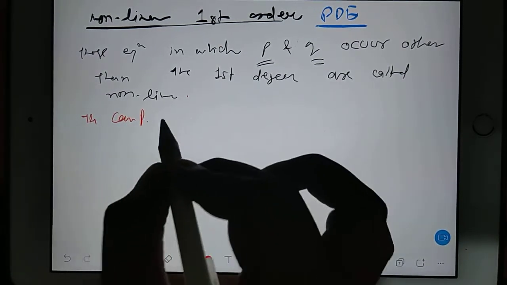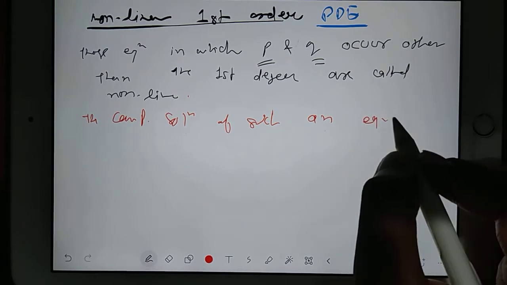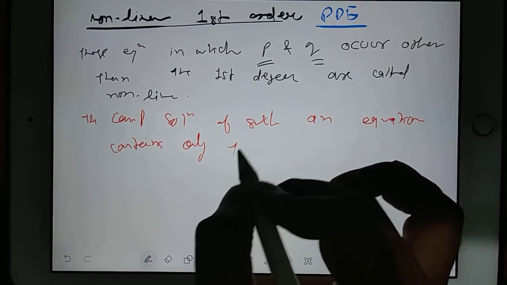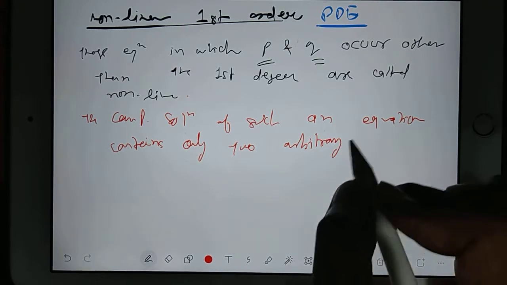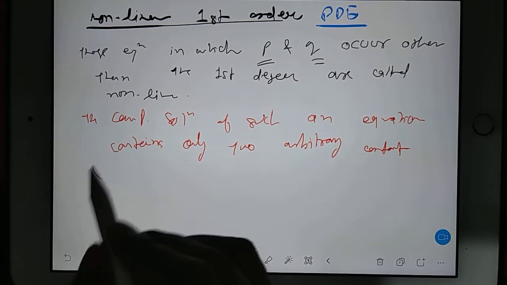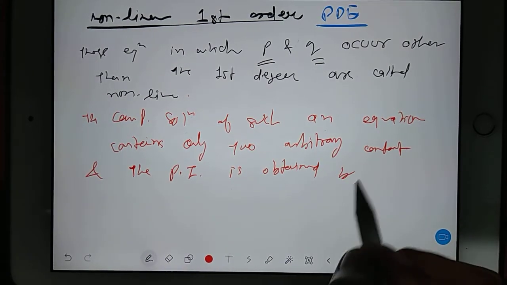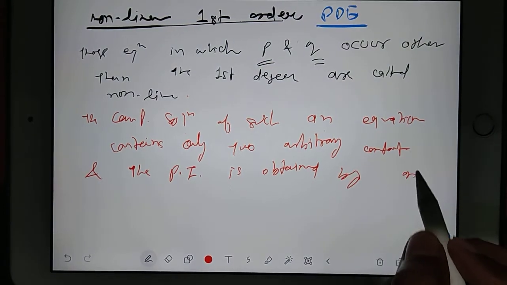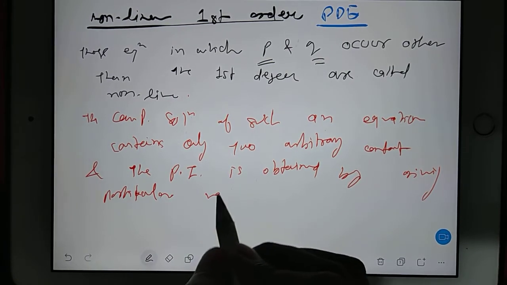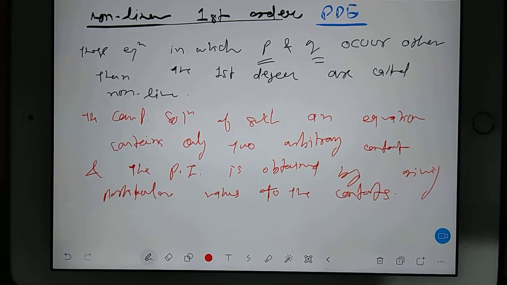The complete solution of such an equation contains only two arbitrary constants, and the particular integral is obtained by giving particular values to the constants.